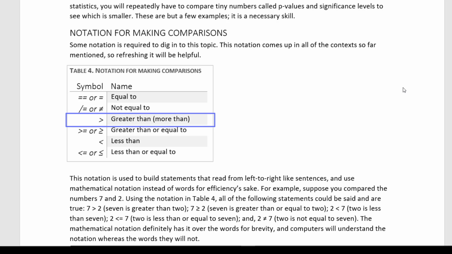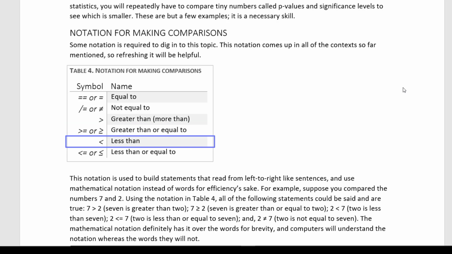Greater than or more than is this symbol. The greater than sign followed by the equal sign, or the two combined, as you see on the right-hand side, is greater than or equal to. Then we have the less than operator, and then less than or equal to formed in the same type of way as greater than or equal to, with a less than sign followed by an equal sign, or the less than or equal to sign that you typically see in mathematical texts.